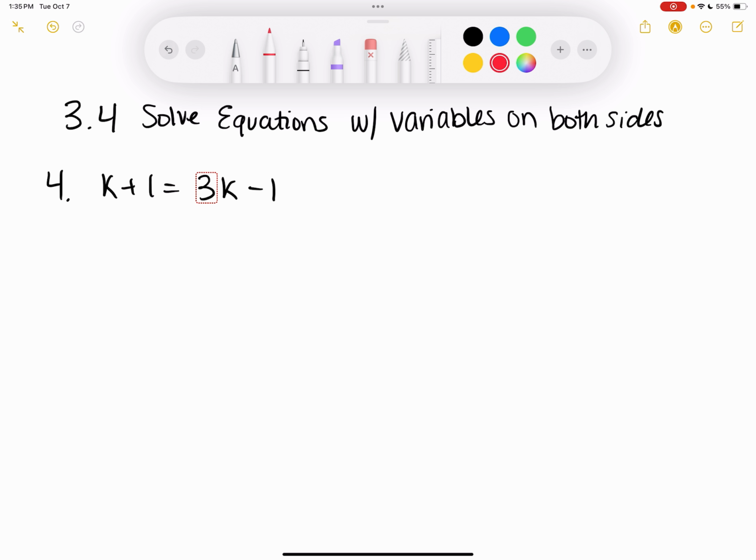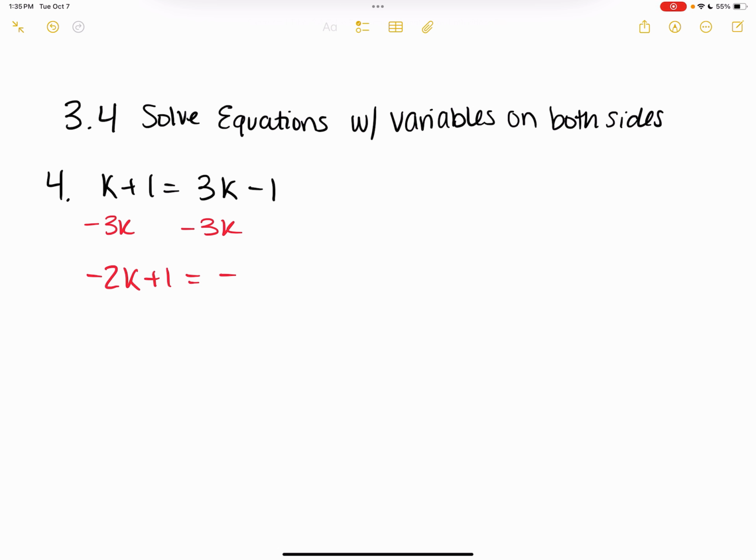Okay, so I'm going to move all the k's to the left, all the numbers to the right ultimately. But first, I'm going to move the k, so minus 3k on both sides. So I have negative 2k plus 1 equals negative 1. Now I'm going to subtract 1 from both sides. So I have negative 2k is equal to negative 2. Then I'm going to divide by negative 2. And then I'm going to get k is equal to positive 1.